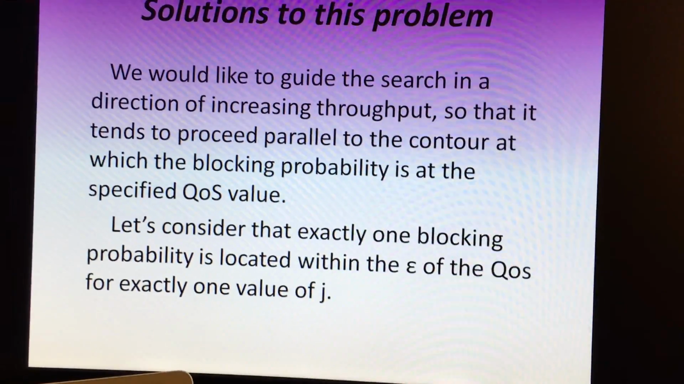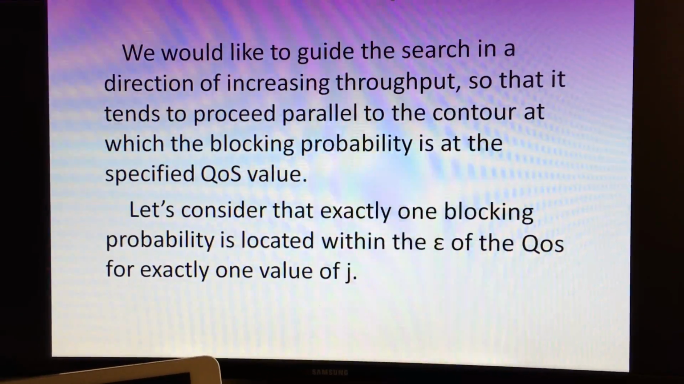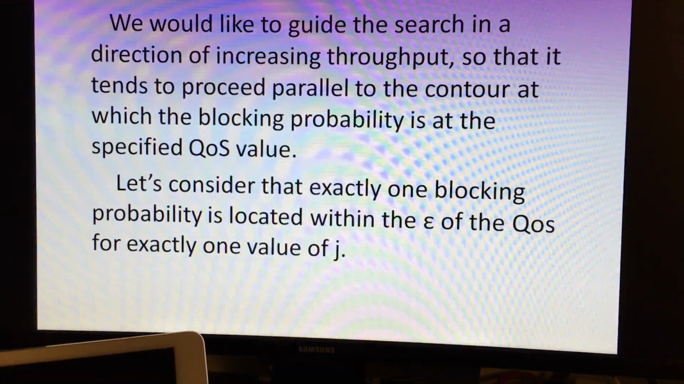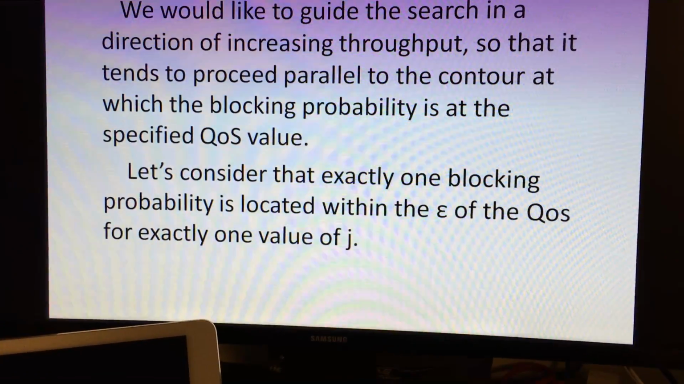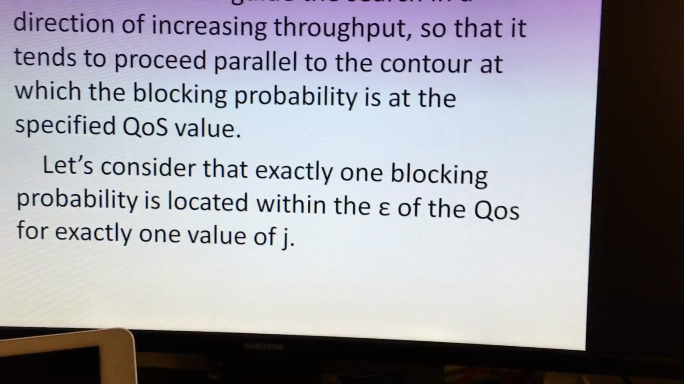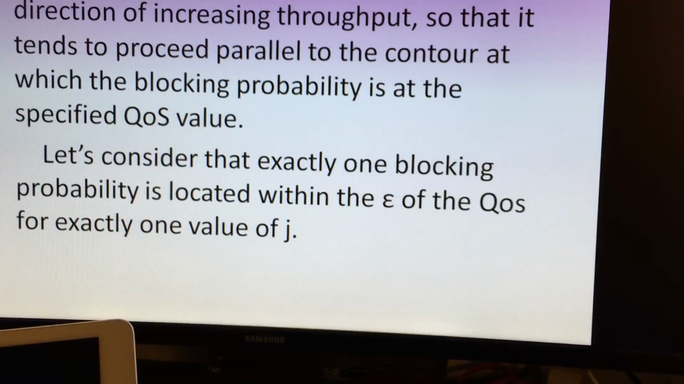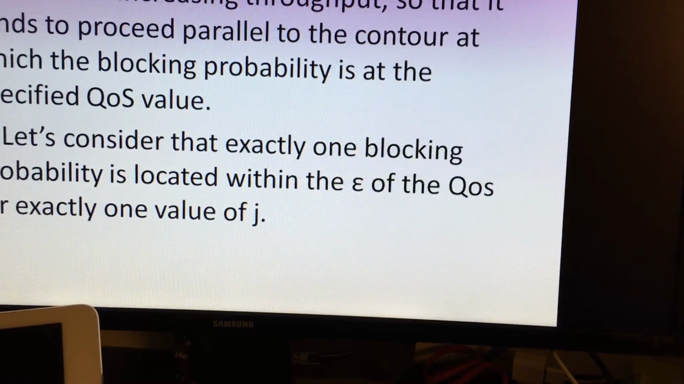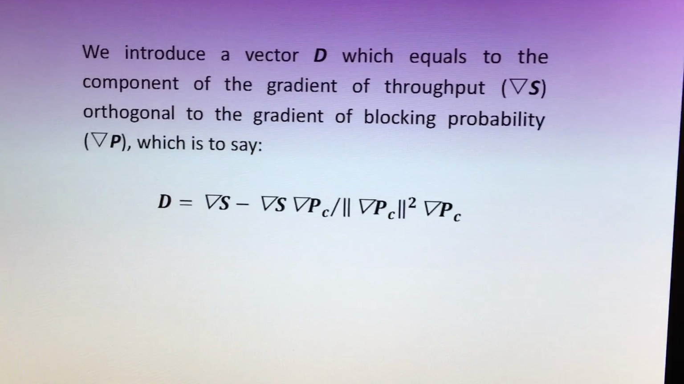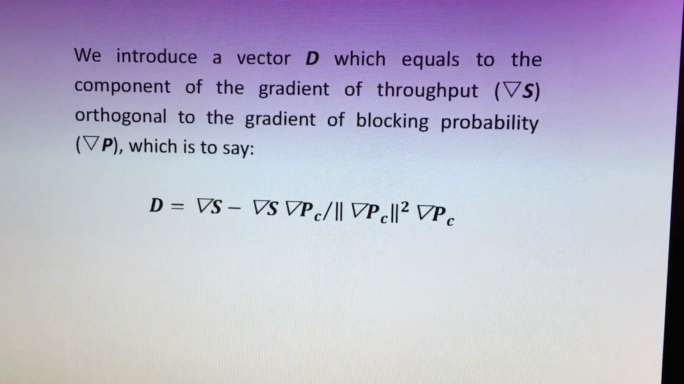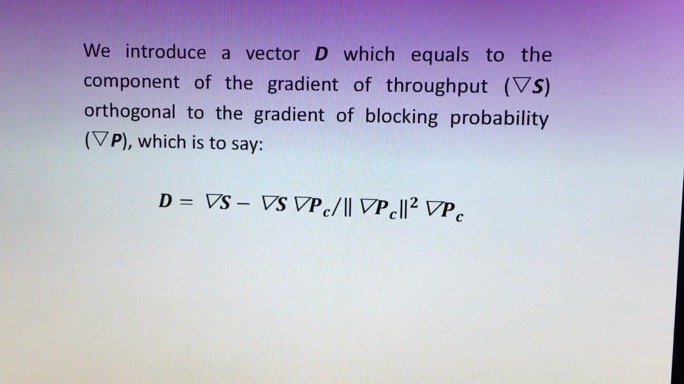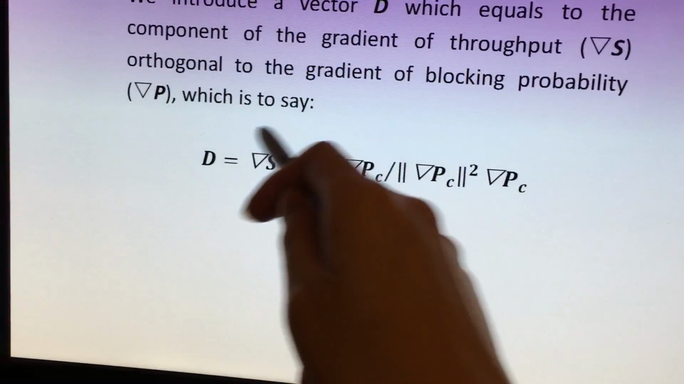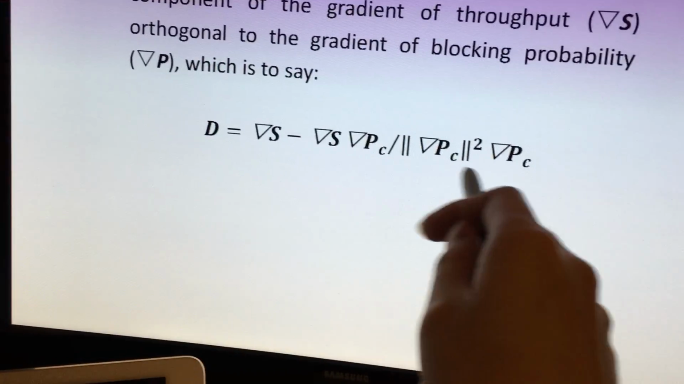So we would like to guide the search in a direction of increasing throughput, so that it tries to proceed parallel to the curve at which the blocking probability is at the specific quality of service value. This considers that exactly one blocking probability is located within the eta of the quality of service for exactly one value of j. So we'll introduce the vector d, which equals the component of the gradient of throughput, the gradient of s, orthogonal to the gradient of blocking probability, which is to say d equals this part.